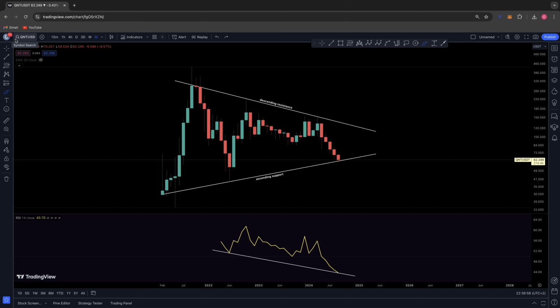Today I will be discussing Quant. The ticker is QNT against the USD on the monthly time frame.